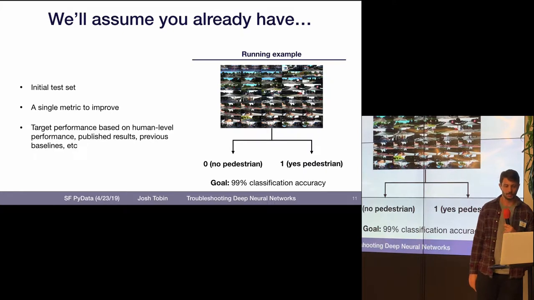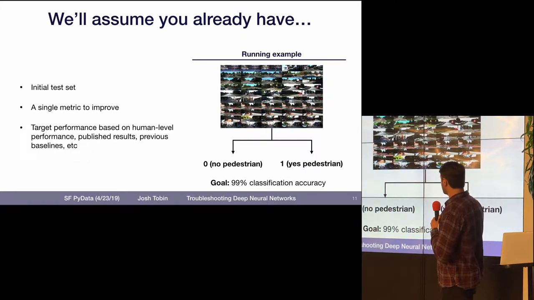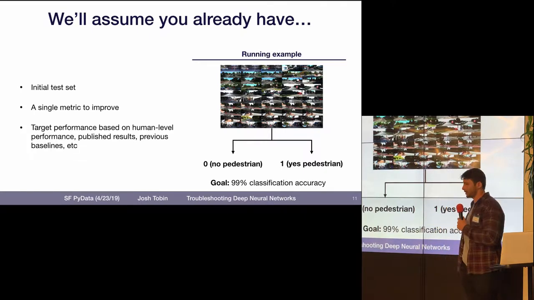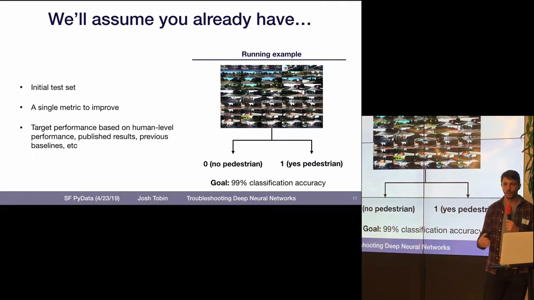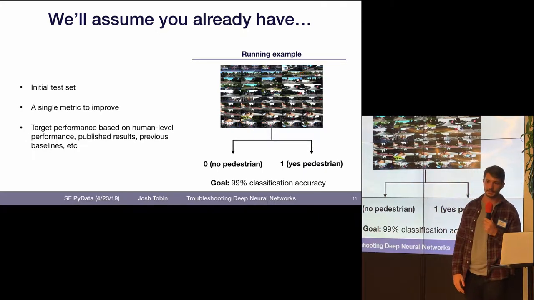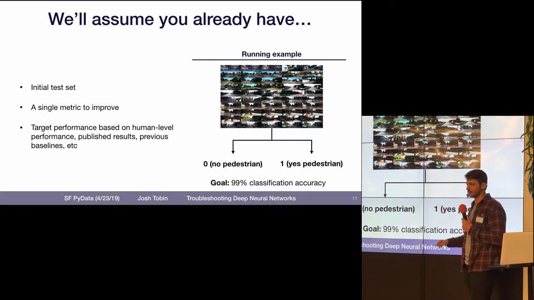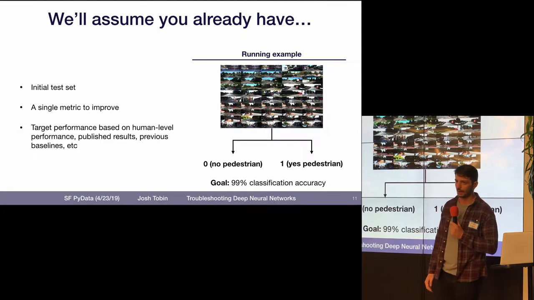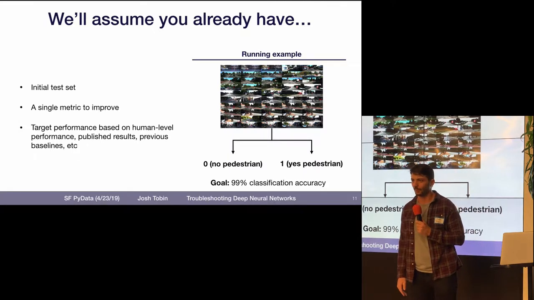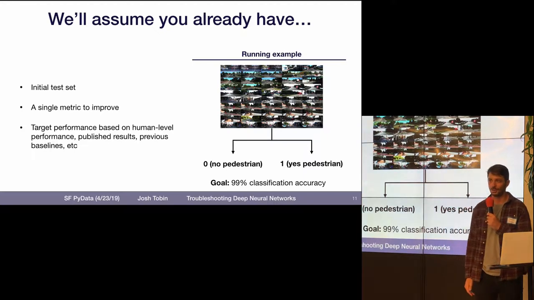And I'll use a running example here of pedestrian detection, actually a simplified version of pedestrian detection. So the problem is you have some data that looks like camera images, and your goal is to predict 0 or 1: yes or no, is there a pedestrian in this image? And for the sake of argument here, we're gonna say our goal is to get to 99% classification accuracy. Though, if any of you in the room are working on self-driving cars, I hope that you're aiming much higher than this.